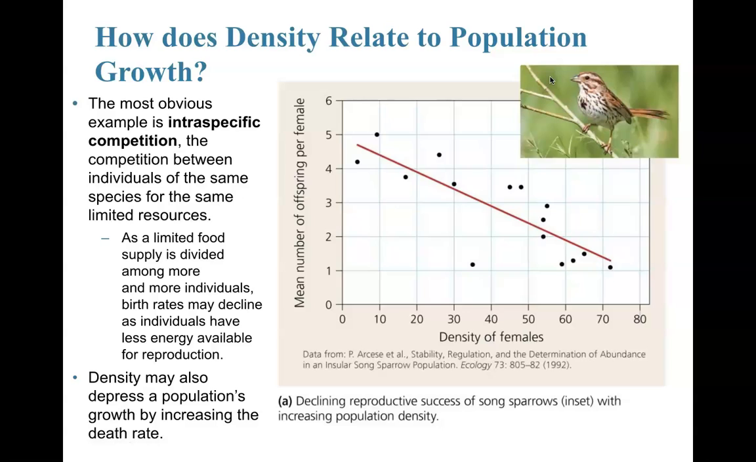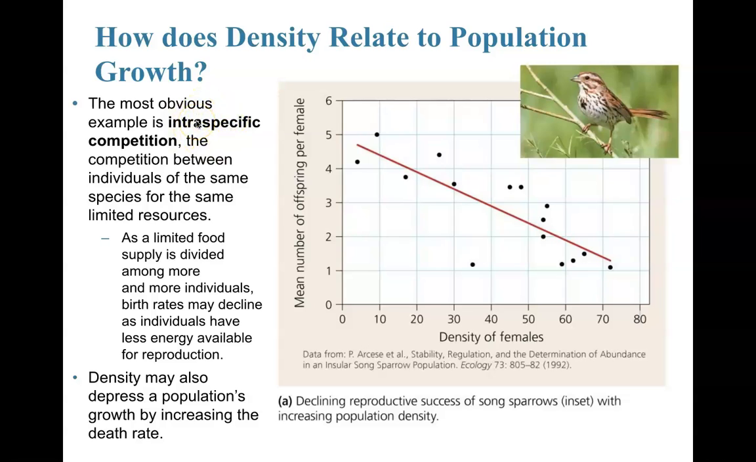So how does density relate to a population? Why would you care about density? Now really looking at those three things. The most obvious example has to do with intra-specific competition. That's competition of things such as resources. Space is another type of competition. You're competing for space. And intra-specific, you're competing within your own species.